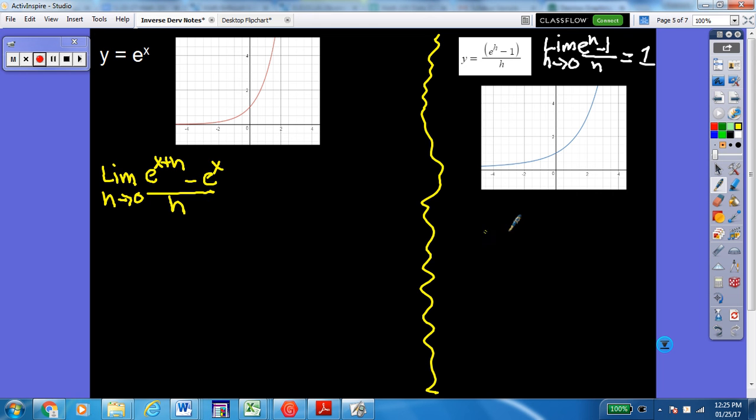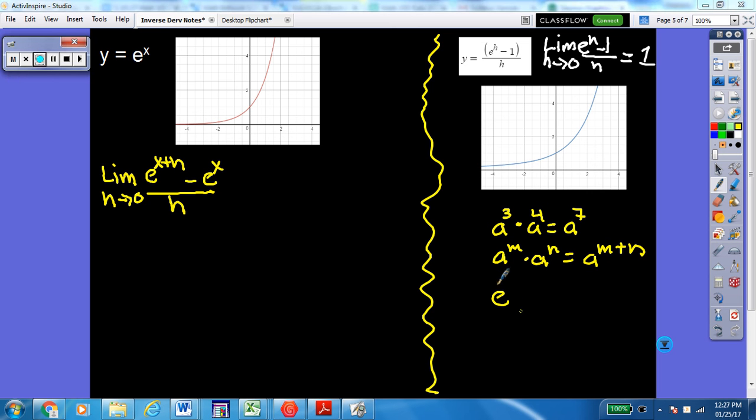For that, I'm going to take you back to rules of exponents. If you remember a long time ago, a to the 3rd power times a to the 4th power becomes a to the 7th power. The rule goes that a to the m times a to the n is really just a to the m plus n. You're used to starting on the left side and going to the right, but we're going to start on the right and go to the left. So imagine we start with e to the x plus h. If we undo the rules of exponents, this would be e to the x times e to the h.